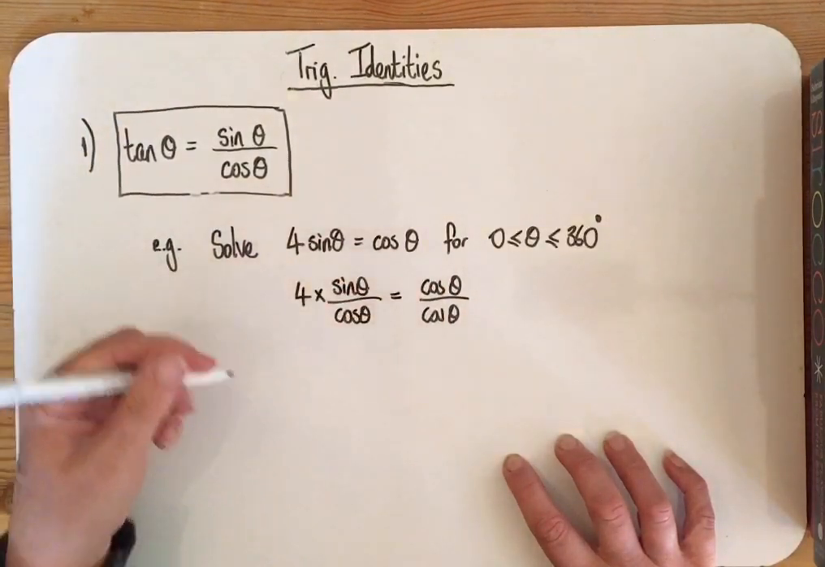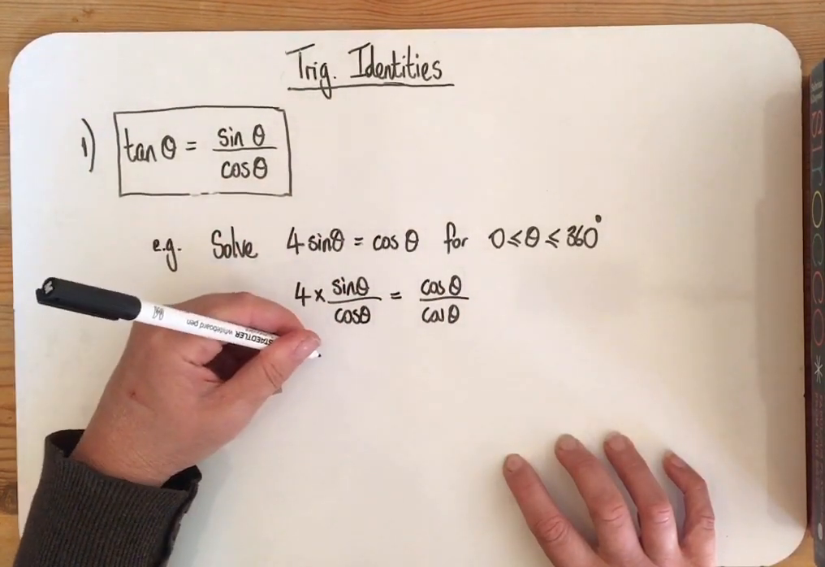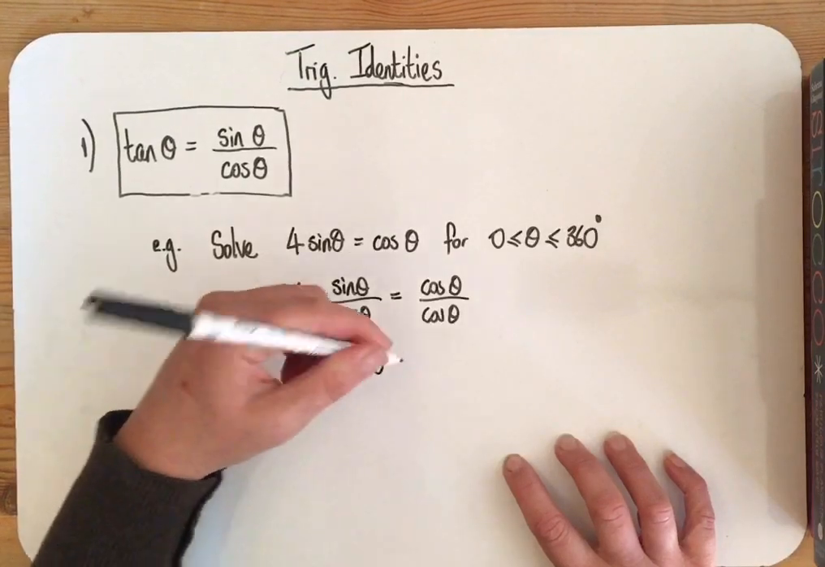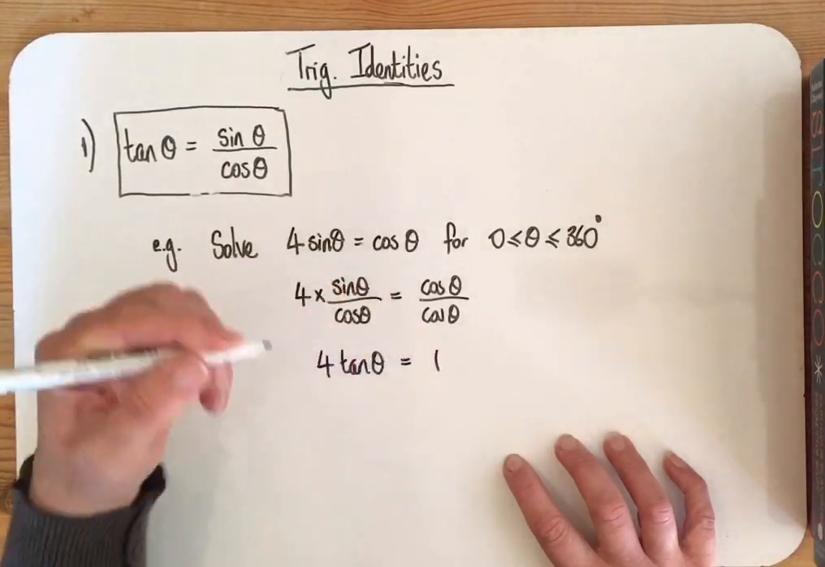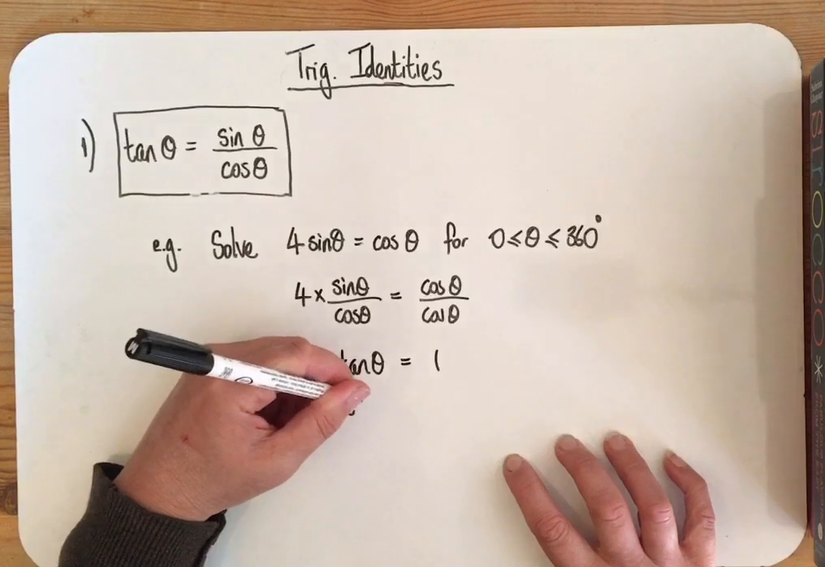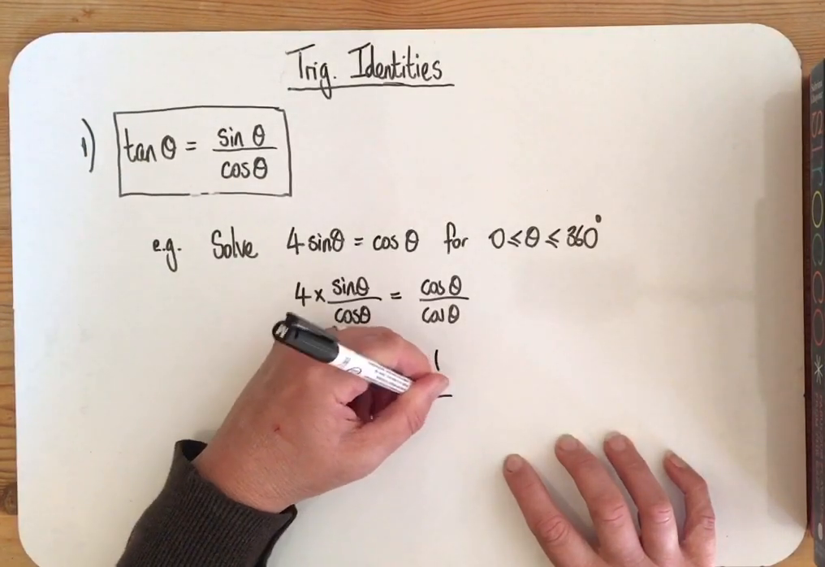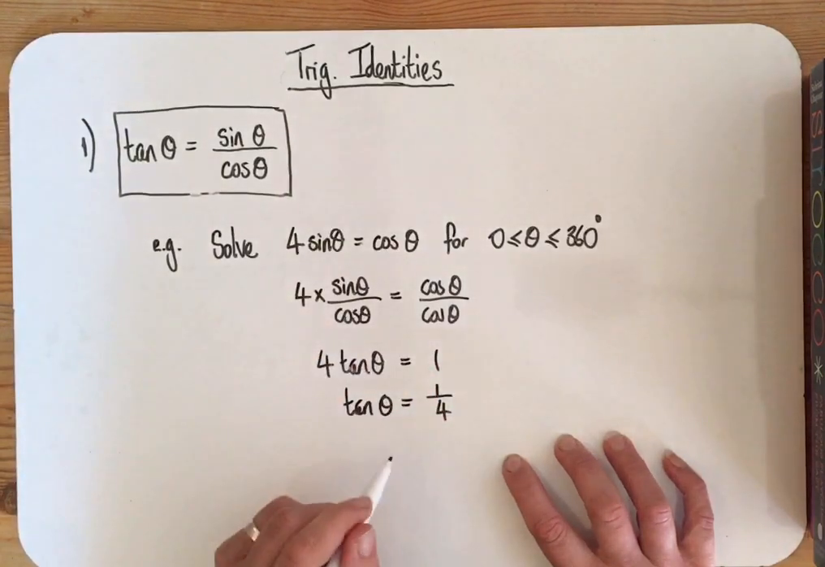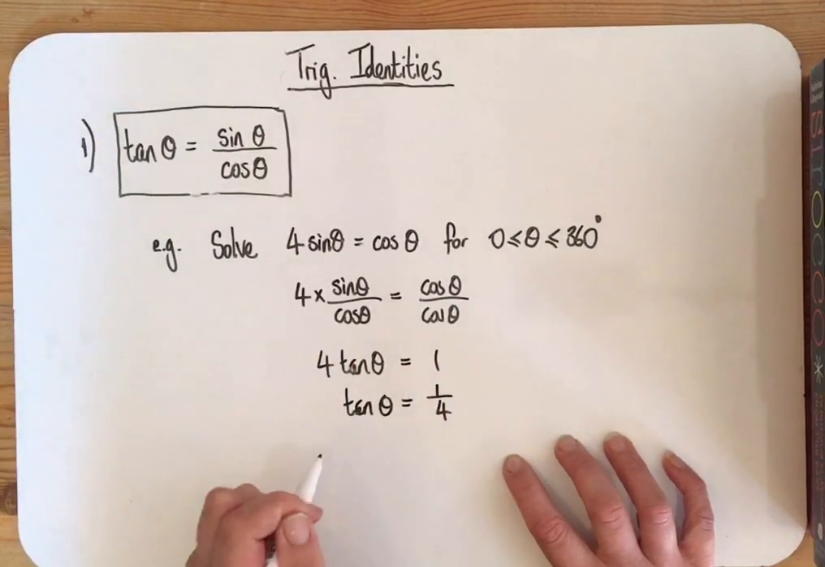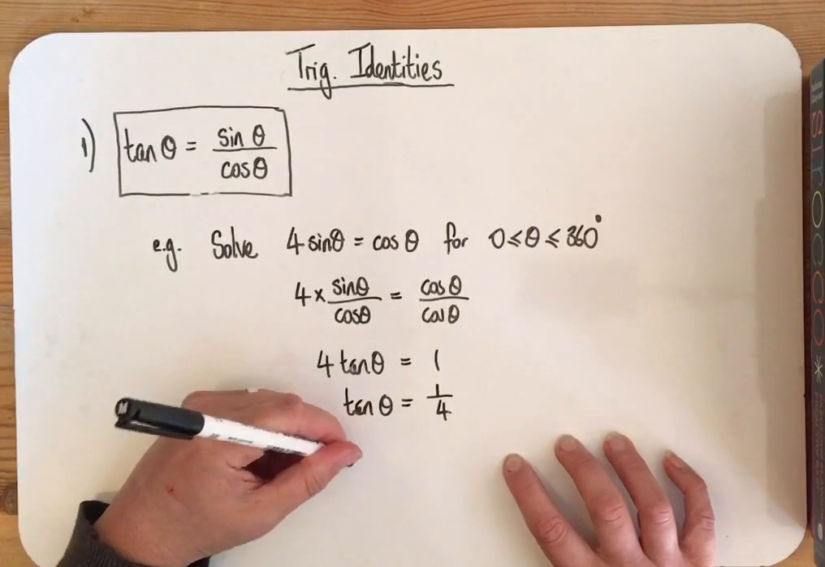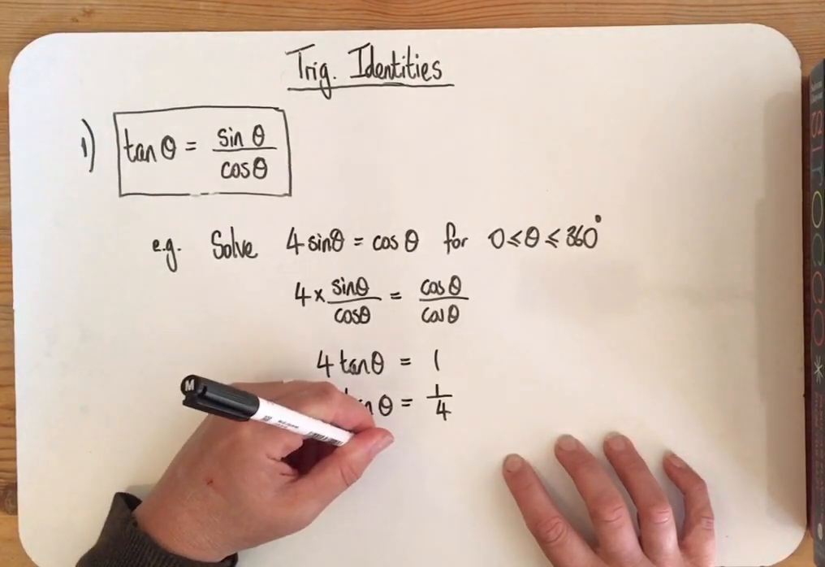You probably don't need to write that line in, to be honest. And so 4 tan theta is equal to 1, and tan theta equals a quarter. And then this is just like the ones you were doing earlier. So you do shift tan of a quarter. That gives you theta equals 14.0.